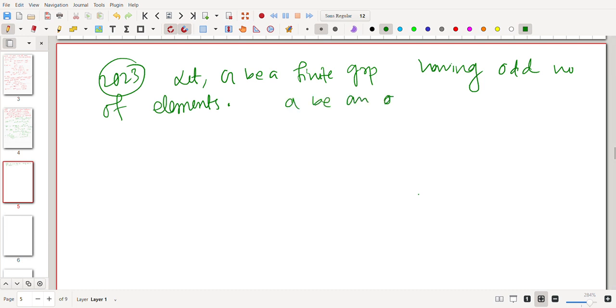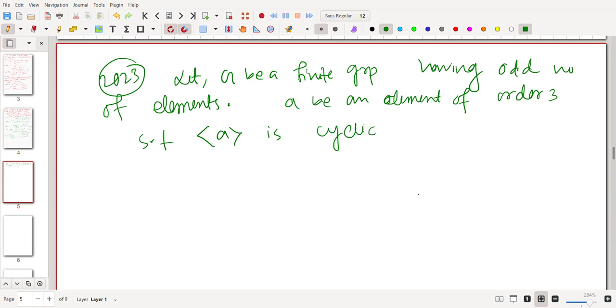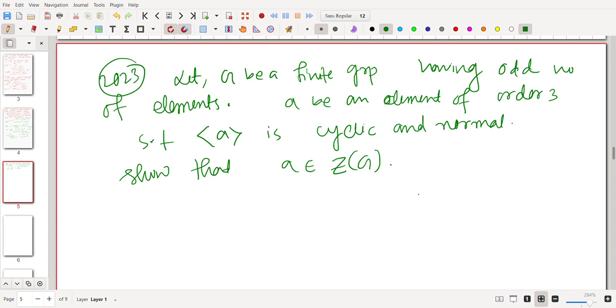Let A be an element of order 3 such that the cyclic subgroup generated by A, which is obviously cyclic, is normal. It is given normal. Show that A belongs to Z(G). That means A is in the center.